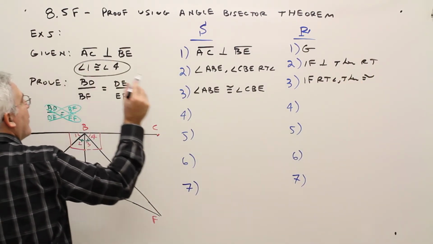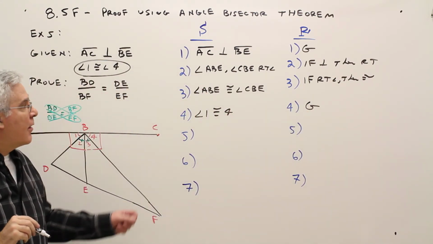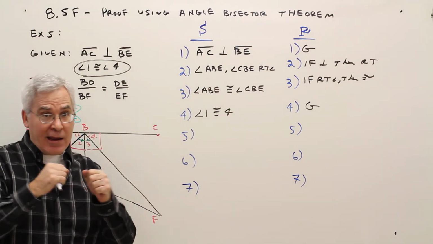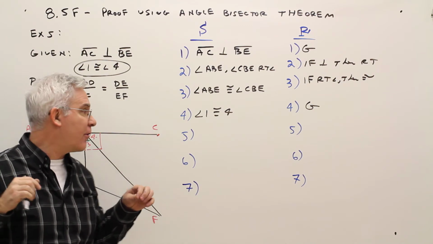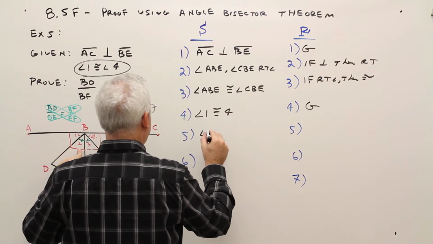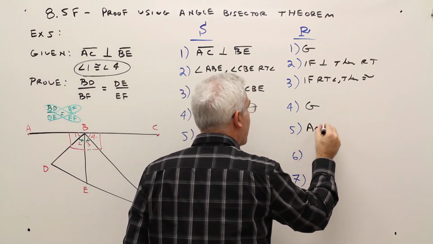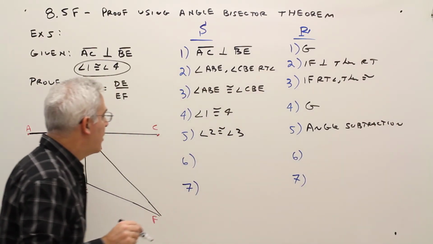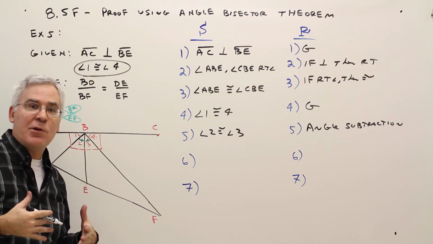Then I'm going to state this: angle 1 is congruent to angle 4. That was given. So I've got a big angle congruent to a big angle, and then a small piece and a small piece. I could do angle subtraction. If congruent angles are subtracted from congruent angles, then the differences are congruent. Remember that from the early days. All right, so now I can say angle 2 is congruent to angle 3. That would be angle subtraction.